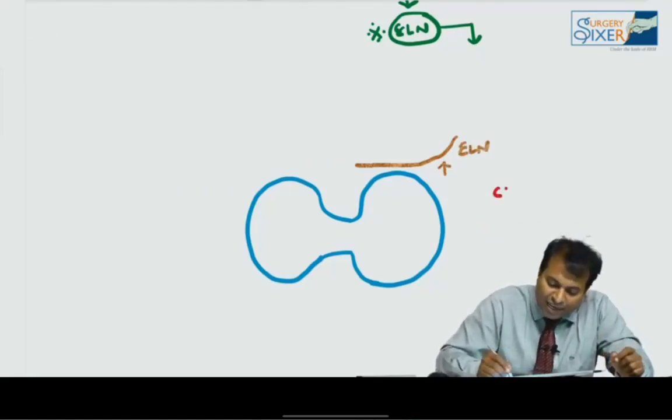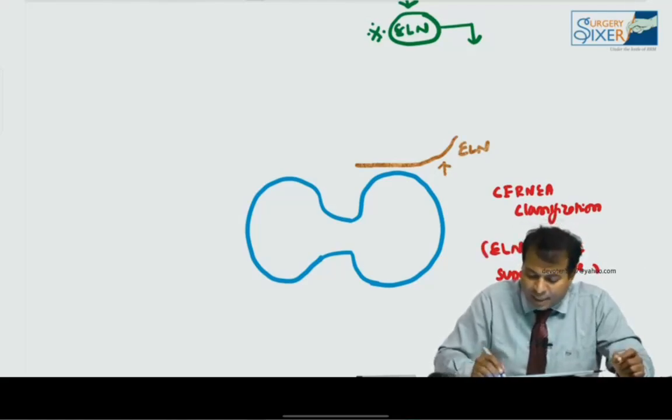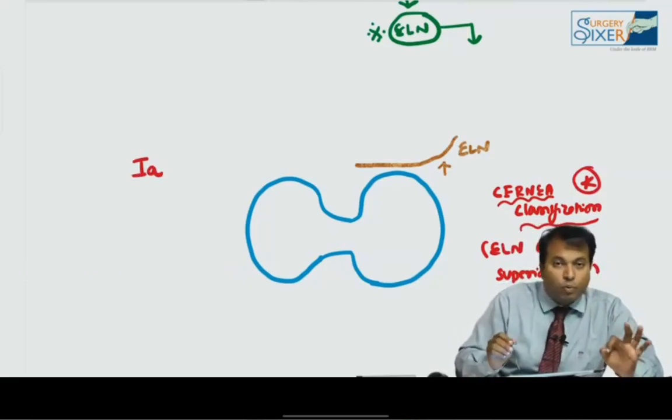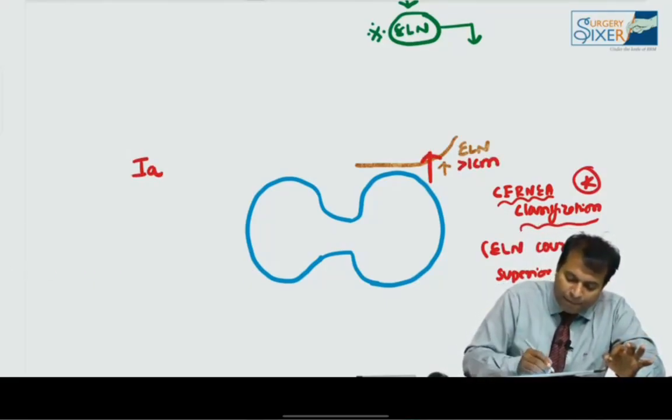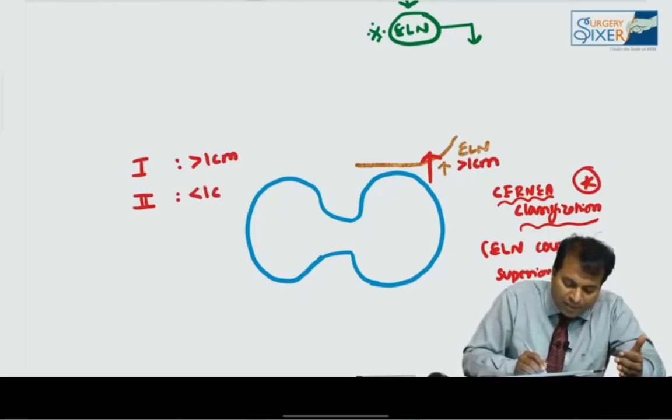This course is given a classification known as Cernia classification. Cernia classification is the classification of external laryngeal nerve course in relation to superior pole. In type 1, it is seen more than 1 centimeter from the superior pole. Type 2, it is less than 1 centimeter from the superior pole.